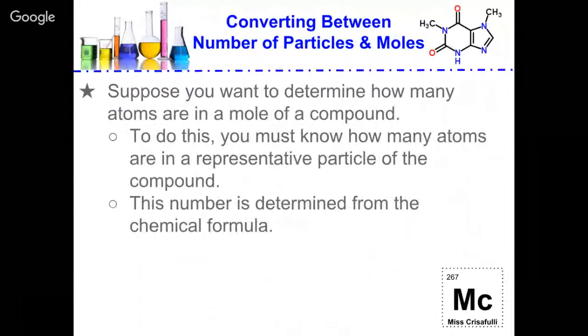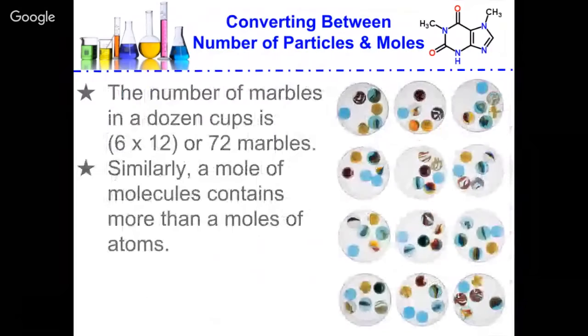Now, what happens when we convert between the number of particles and moles? So suppose you want to determine how many atoms are in a mole of a compound. You will do the same exact thing, and you would look at it based on the chemical formula. This number is going to be determined on what the chemical formula is. So the number of marbles in a dozen cups is 6 times 12, because look at our cups on the right. We have 6 marbles in each cup, or 72 marbles.